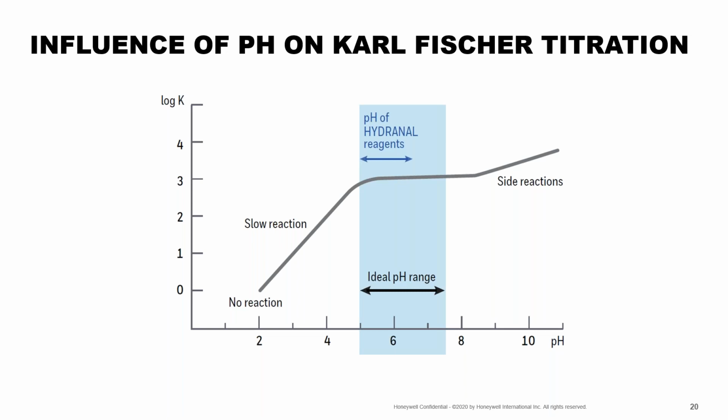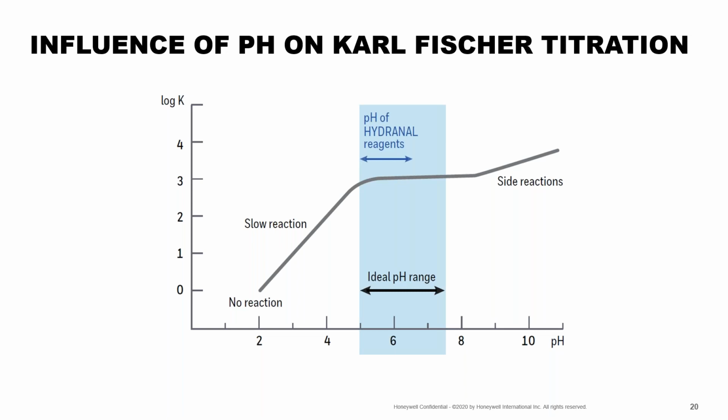You may be thinking to yourself, faster is better. Why don't I want to keep this basic all the time, increase this to pHs of above 7.5? But as we start to get too high, pHs above 8, 9, we actually have side reactions that take place that impact the water content determination.